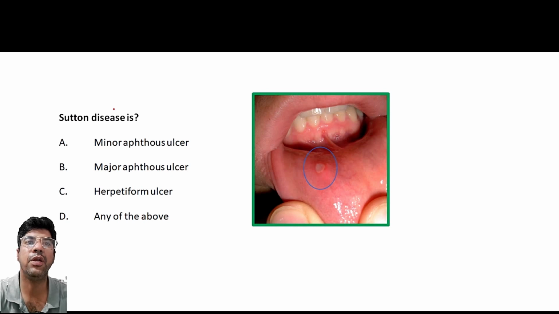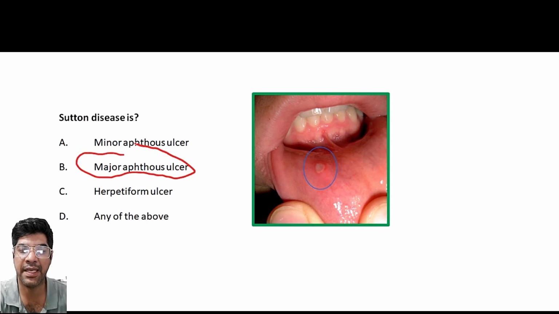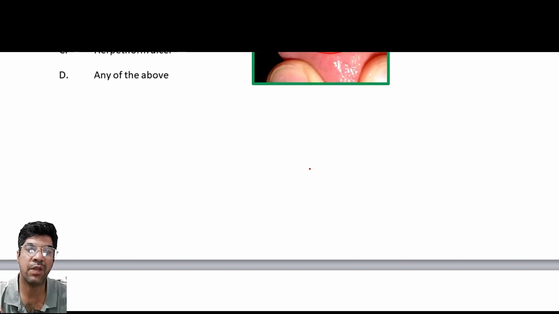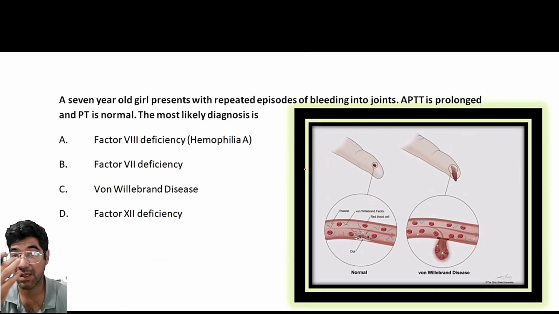Moving to the next question, Sutton disease is a recurrent aphthous major ulcer. So Sutton disease is also known as recurrent aphthous major ulcer. That is a condition characterized by the presence of major aphthous ulcers. These ulcers are large, deeper, and more painful than the minor aphthous ulcers.